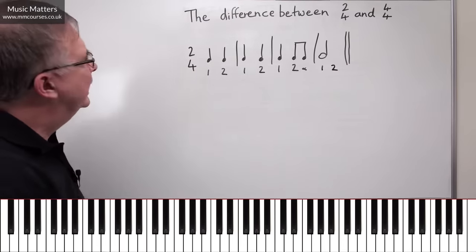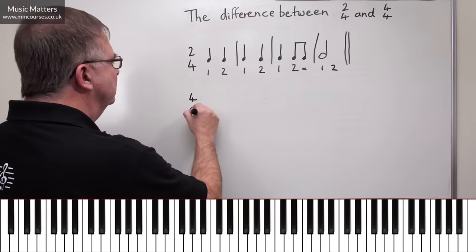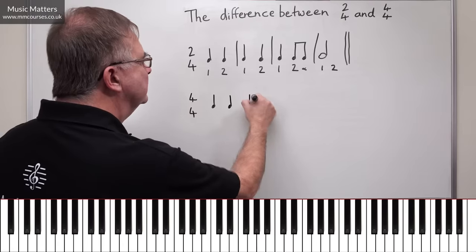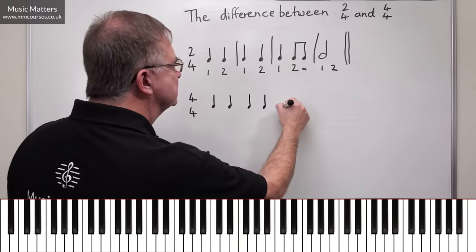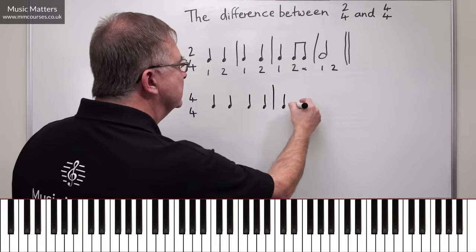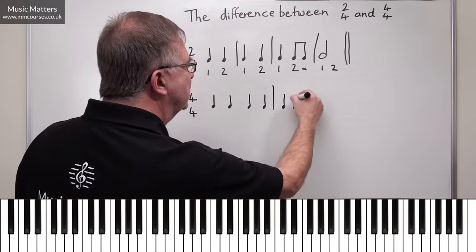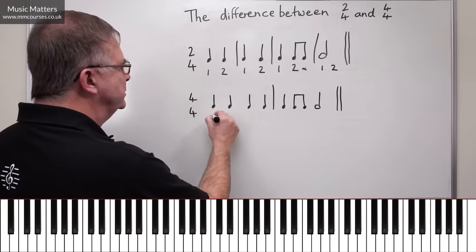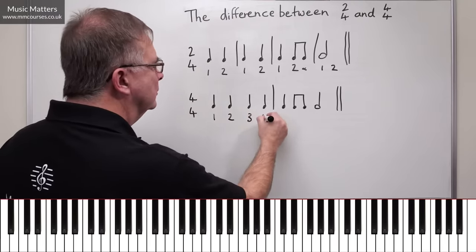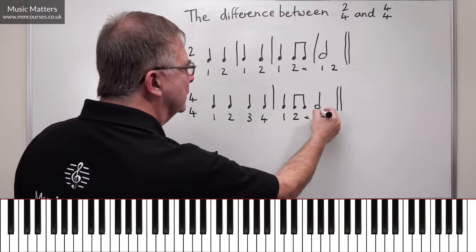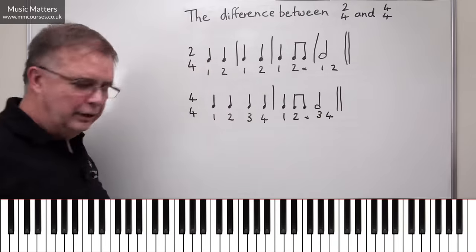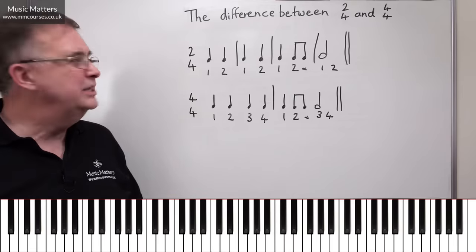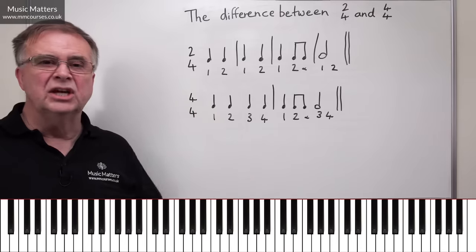But of course, I can write the same thing in 4-4. So let's put the same rhythm down. So this time it looks like this, exactly as it did before. But you'll notice we haven't got as many bar lines. Why is that? Because now we've got 4 beats in each bar. So you can see how that works. So really, the sound of it at face value is no different. The rhythm's just the same. It doesn't change the speed.